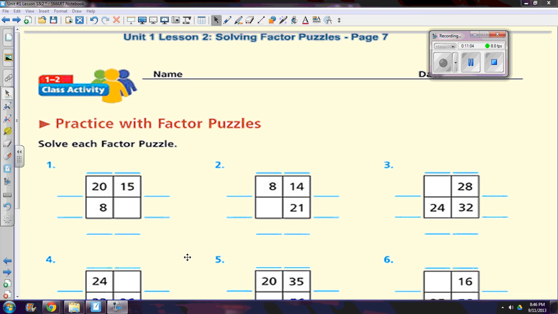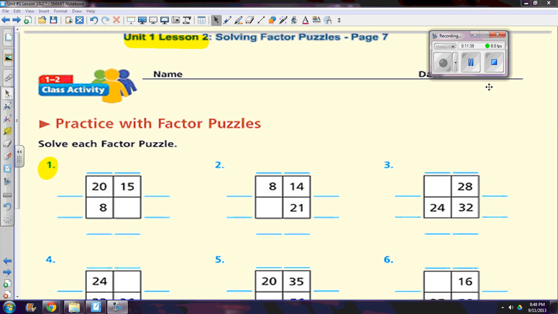I'd like you to draw a line right there in your notebook after your last couple examples for lesson 1, and then write unit 1, lesson 2, page 7. Okay, and then let's work a few problems. Here's problem number 1. Copy your factor puzzle, and we have 20, 15, and 8 as our products, and we need to figure out our factors. So take a look at number 1, write it down in your notebook, and solve it.